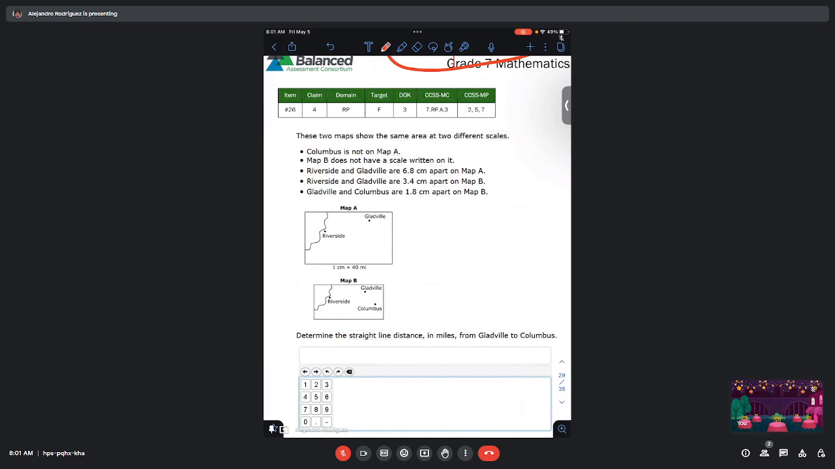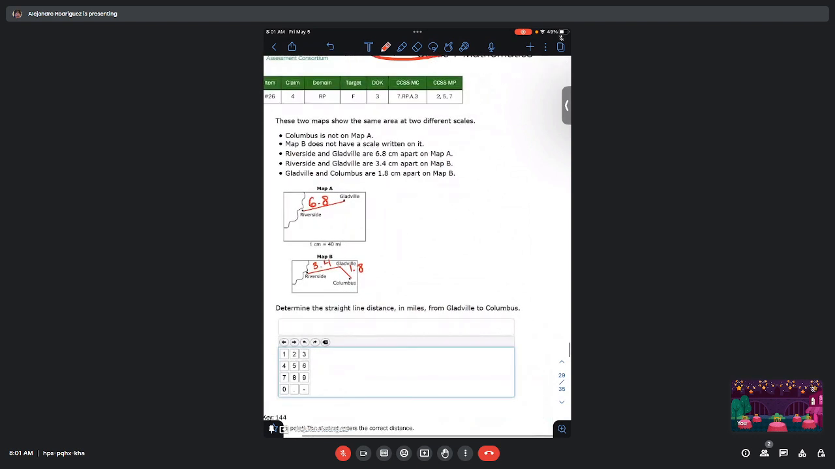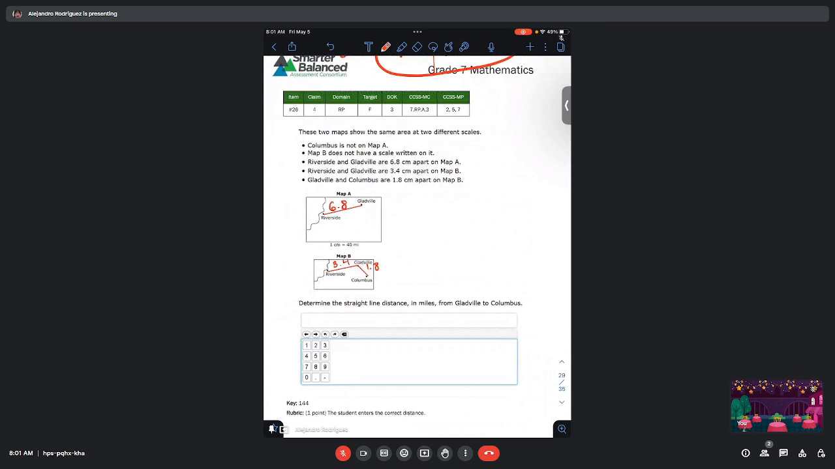Riverside and Glendale, all right. Well, it tells us that the distance for map A for this one is 6.8. Riverside and Glendale are 3.4 centimeters apart on map B. And Glendale and Columbus are 1.8 centimeters away on map B. Determine the straight line distance in miles from Glendale to Columbus. Okay, I see.